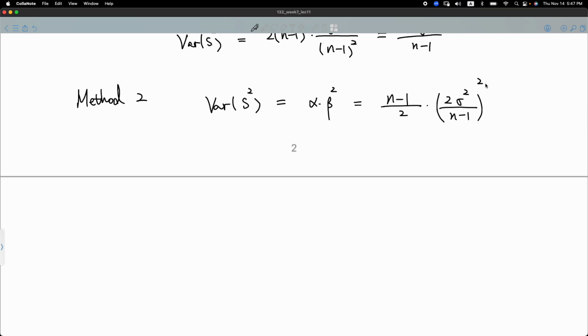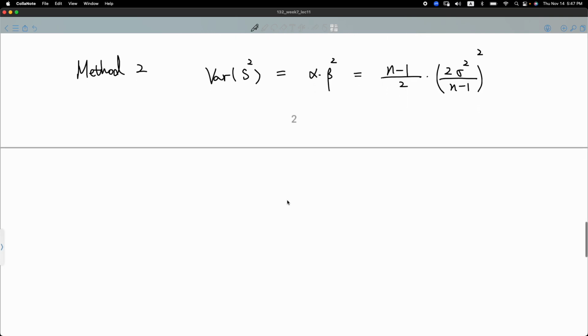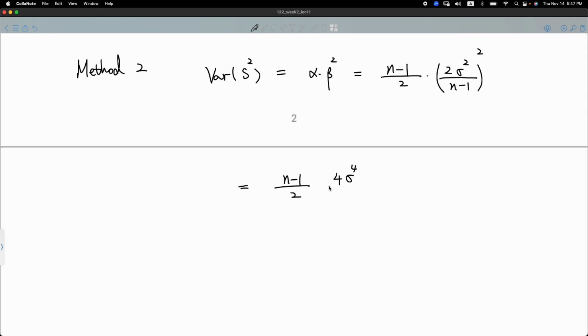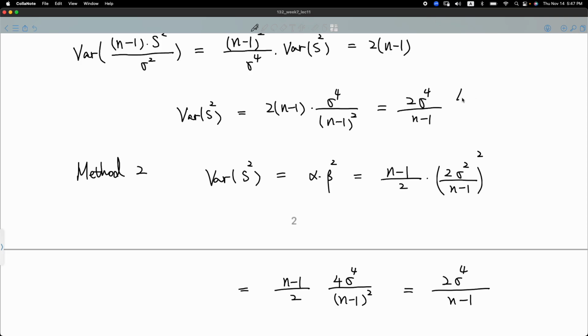And then taking the square. So if we simplify that, we will get n minus 1 over 2, and then 4 times sigma raised to the power of 4 over n minus 1 squared. And then this should give you 2 sigma raised to the power of 4 over n minus 1. So as you can see, from the first method, without requiring the distribution for S squared, and through some manipulation, we can obtain the variance of S squared equal to that.